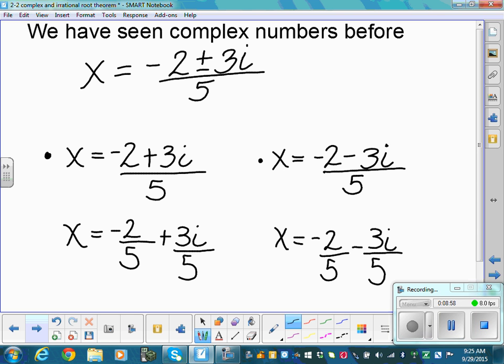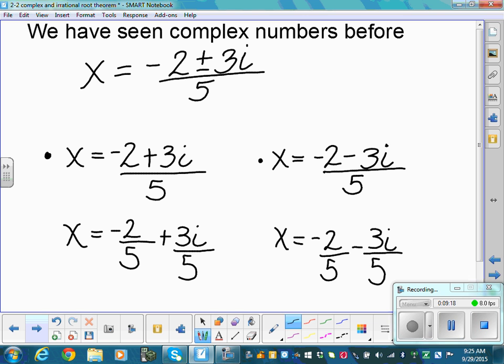So I just want to briefly go over it. We have seen things where we've solved for x using the quadratic formula, and we've got down to something like this before: -2 plus or minus 3i over 5. It was a process to get there, but you've all seen answers like this, right? You remember seeing answers similar to this, right?